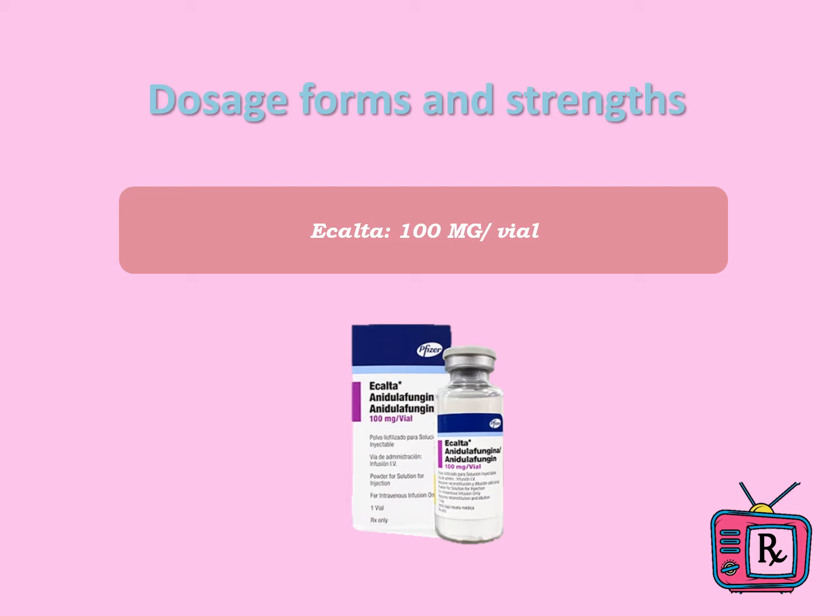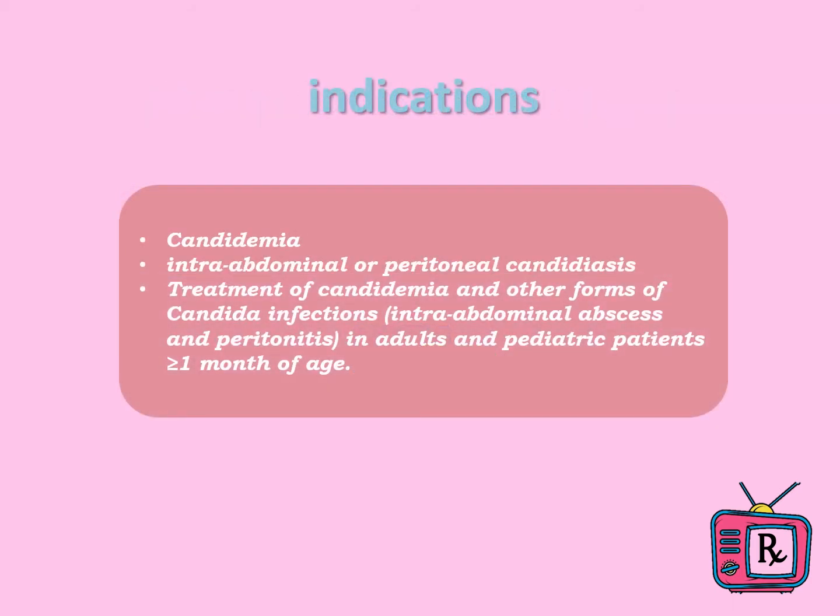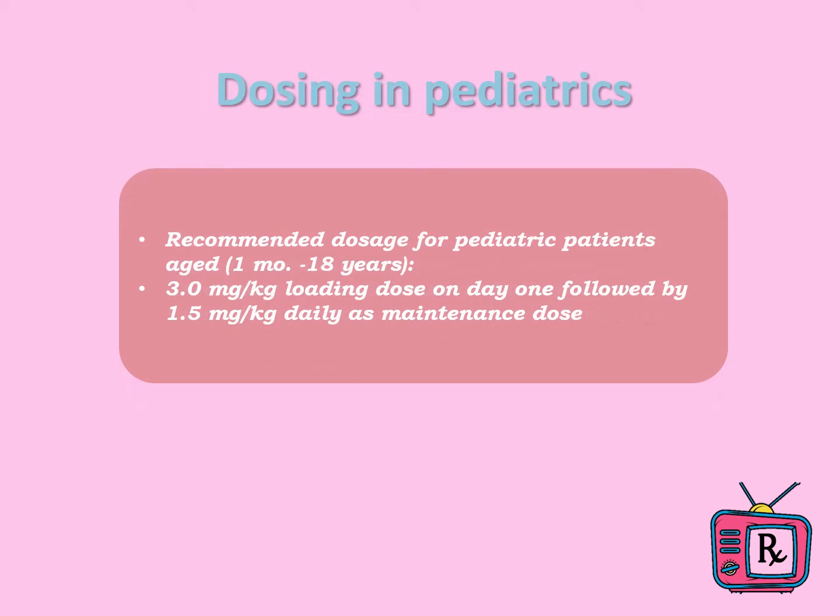The dosage form and strength that exists in Jordan is Icalta, and it's 100 mg per vial. About the indications, it's indicated for candidemia, or intraabdominal or peritoneal candidiasis, and the treatment of candidemia and other forms of candida infections like intraabdominal abscess or peritonitis in adults and pediatric patients above 1 month of age.